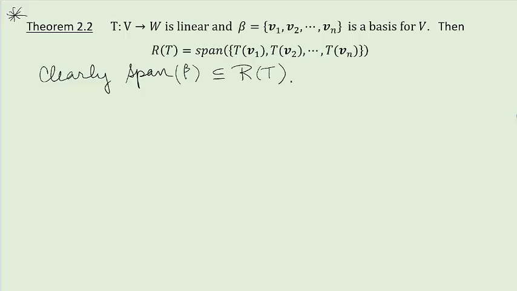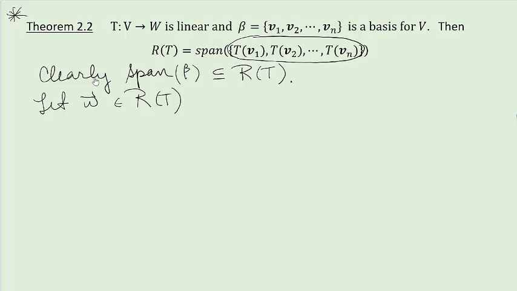Okay, well, let's prove it. We want to show that these 2 sets are equal. So first, we'll just mention clearly the span of beta is a subset of the range of T. And now we want to show that the range of T is a subset of the span of beta. So let a vector W be in the range. We want to show that W is a linear combination of these vectors.